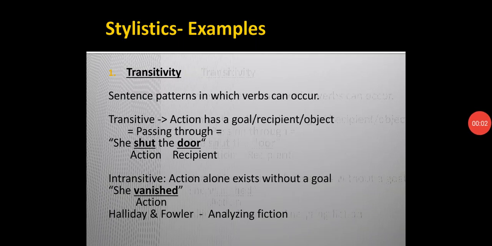Assalamu alaikum. In the last class, we started off with stylistics examples, and we are going to continue forward with it today and hopefully finish this part.